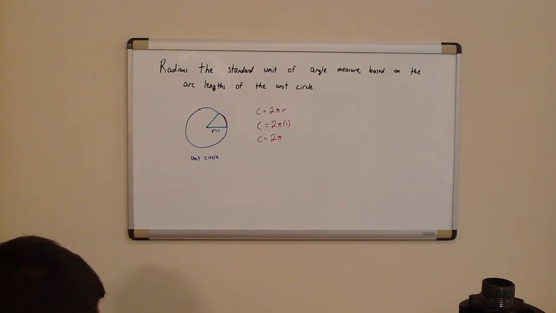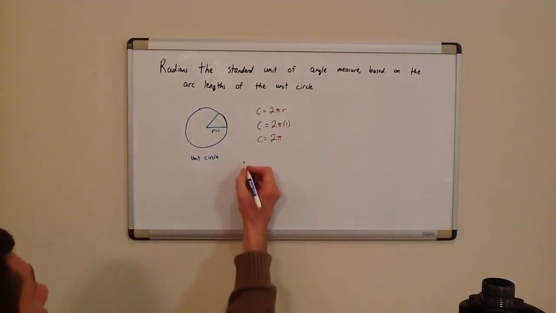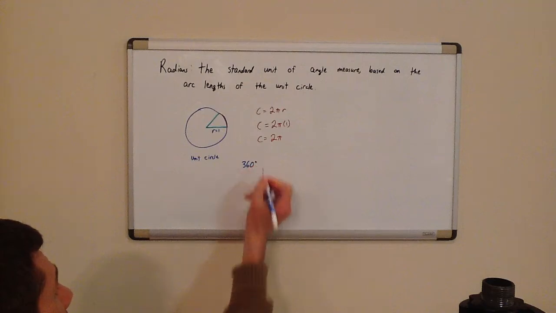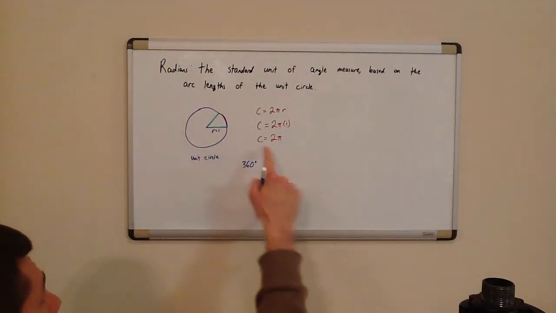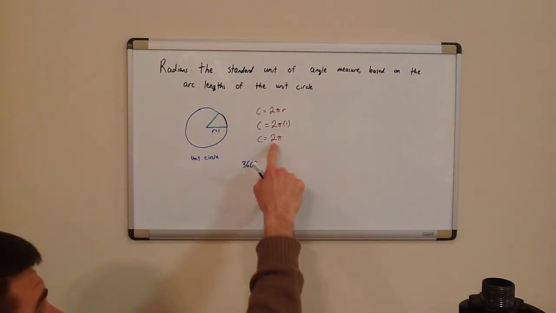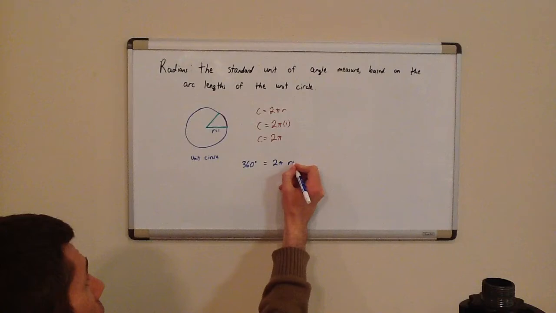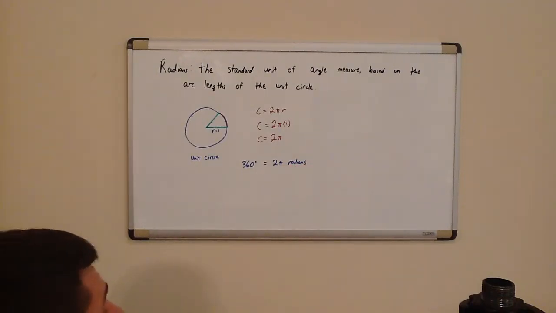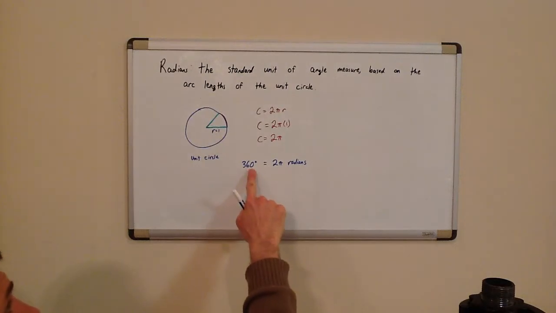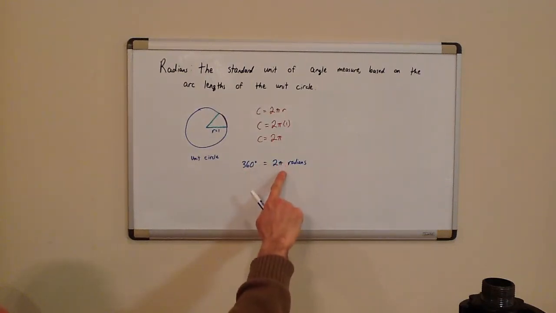Okay, here's where I'm really going. In any circle, I have 360 degrees. And I also have, all the way around the circle, this much of a circumference, which is equivalent to 2 pi radians. Long story short, in a circle, you have this many degrees, you have this many radians. The measurement of an angle can be given in degrees or in radians.